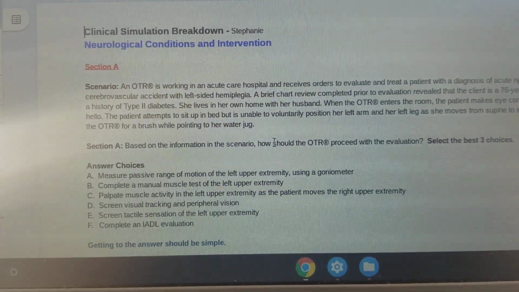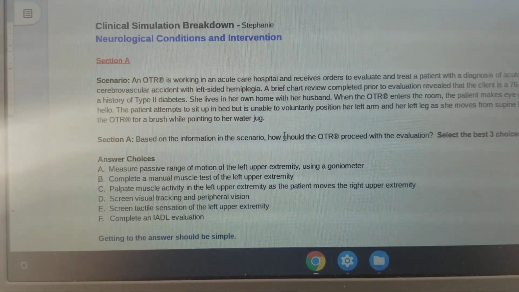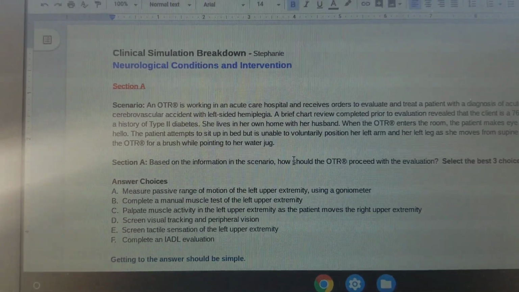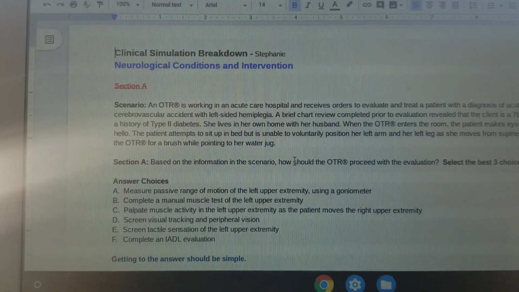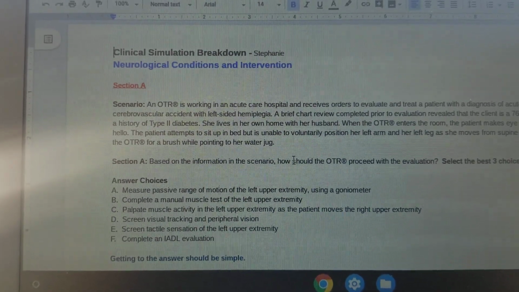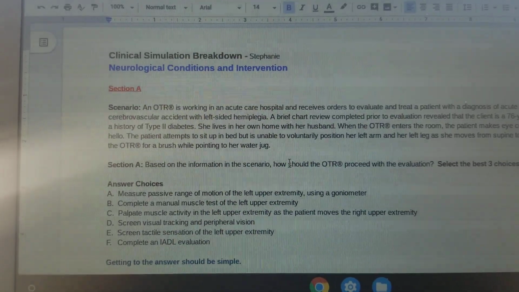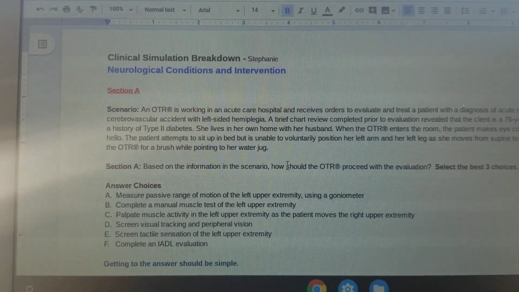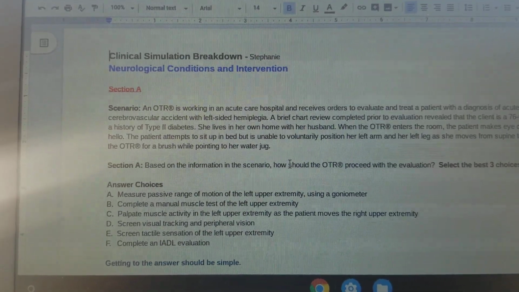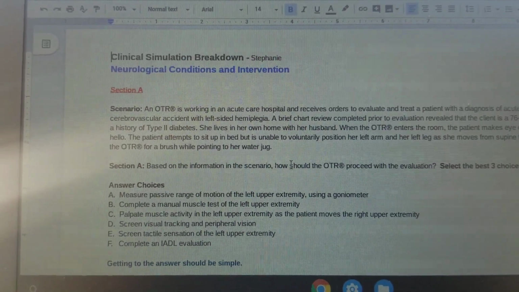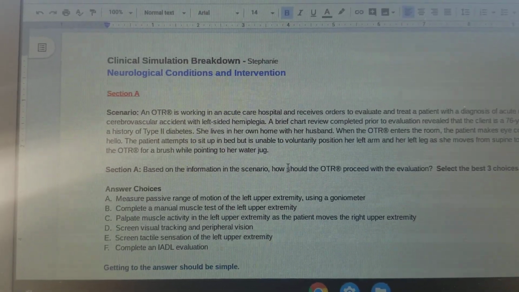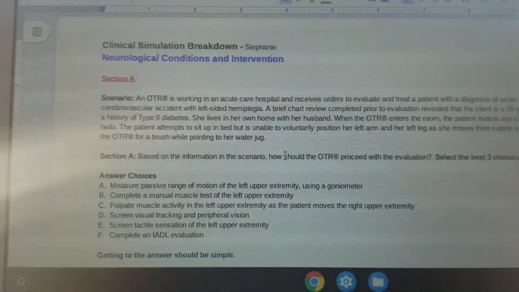Answer choice A, measure passive range of motion of the left upper extremity using a goniometer. B, complete a manual muscle test of the left upper extremity. C, palpate muscle activity in the left upper extremity as the patient moves the right upper extremity. D, screen visual tracking and peripheral vision. Or E, screen tactile sensation of the left upper extremity. Or F, complete an IADL evaluation.